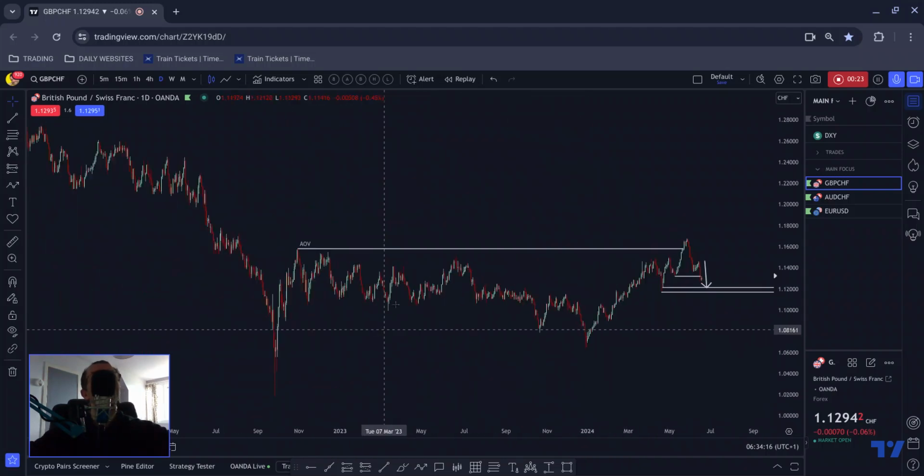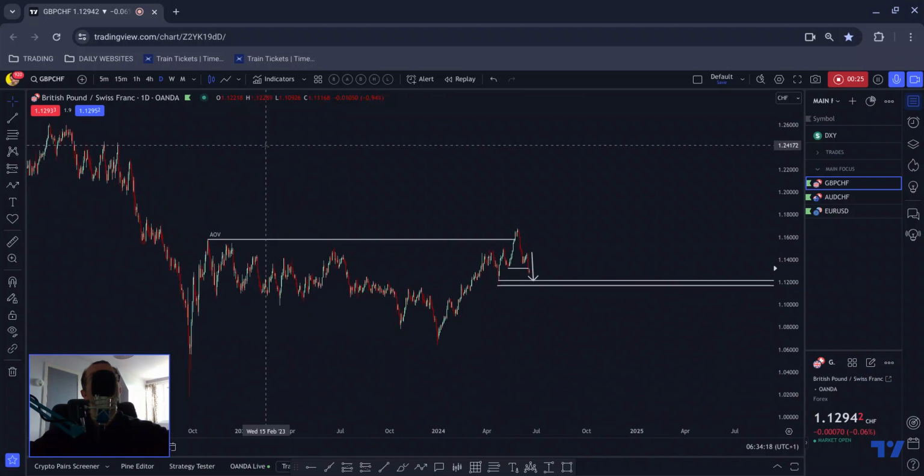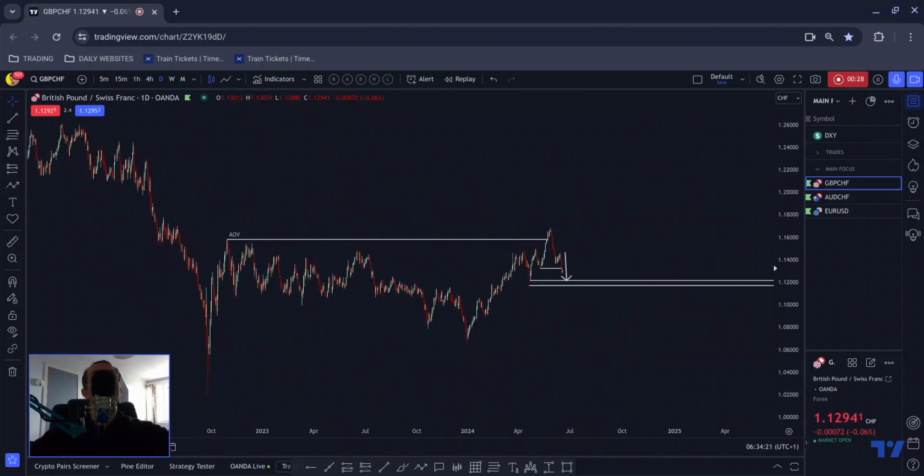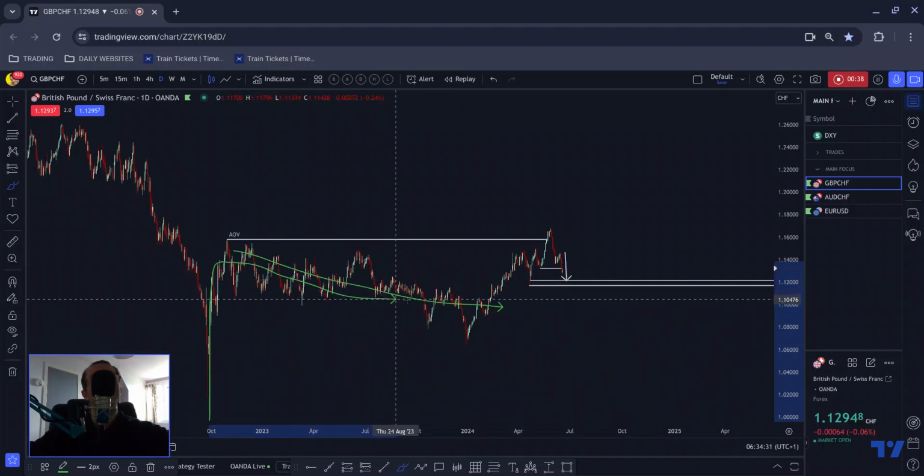On the higher time frames, the things that stand out to me are that we have this long sideways range here, which is a characteristic of pound Swiss. It does move in that manner. We get the impulses up or down, and then we get a sideways correction. And typically, these sideways corrections can last for a very long time.